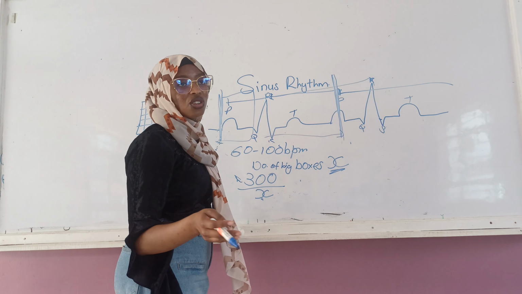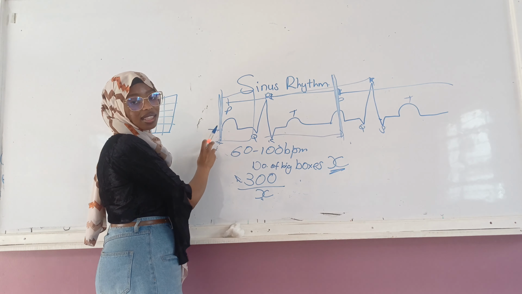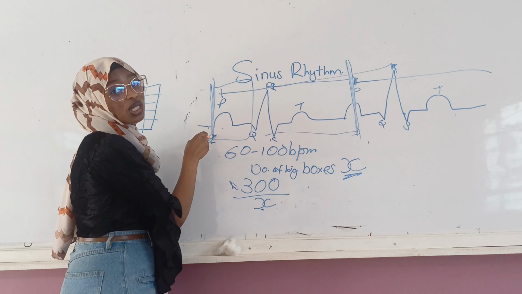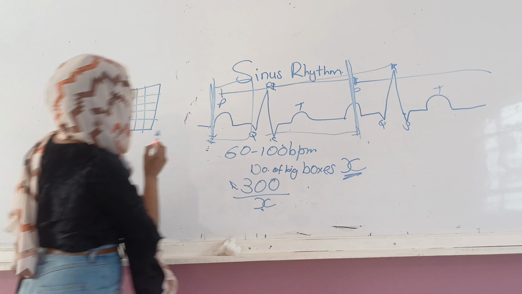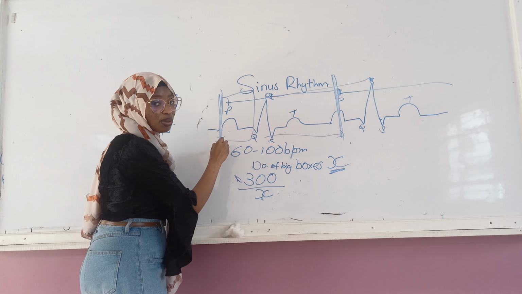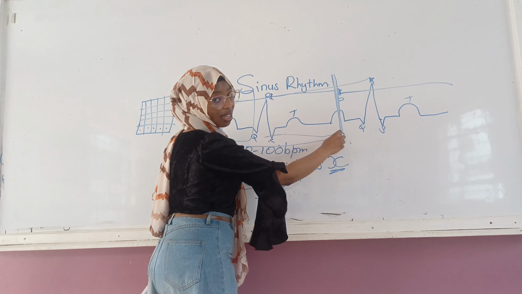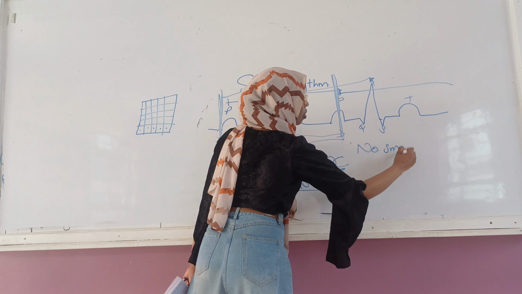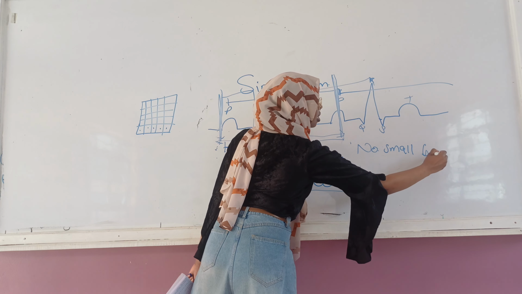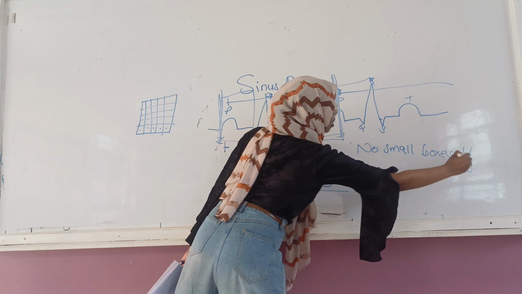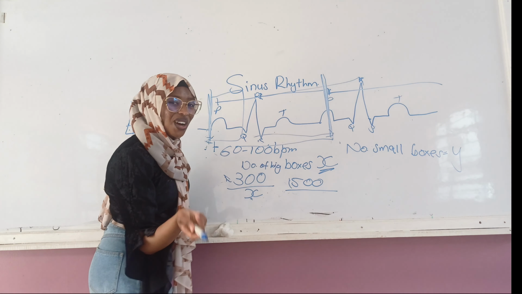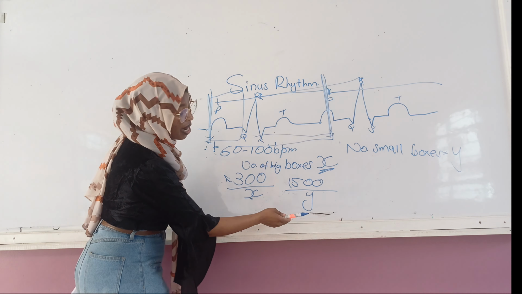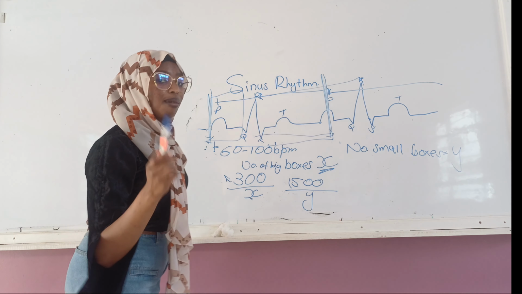In this other method, you don't have to locate the P waves that start on a thick line. Just locate the P wave where it starts and count the number of small boxes, okay? These small boxes are between that first P wave that you have identified and the next P wave. The total number of small boxes that you find is X. This 1500 is also a constant. So you divide 1500 by that number of small boxes.